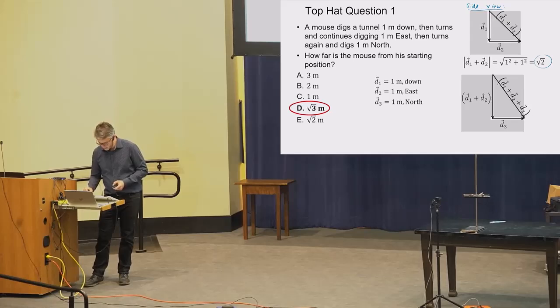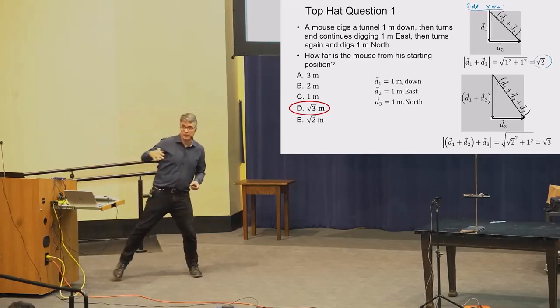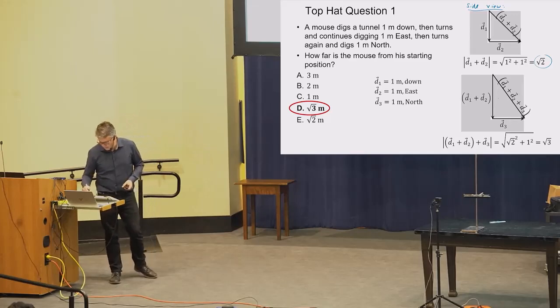I'm trying to imagine that he goes this distance and then turns in a perpendicular direction. I don't know if this is looking straight down or not, but I feel like that last leg, since it was perpendicular to the east and perpendicular to down, will be perpendicular to that square root 2. So you get square root 2 squared plus 1 squared, you get square root 3.